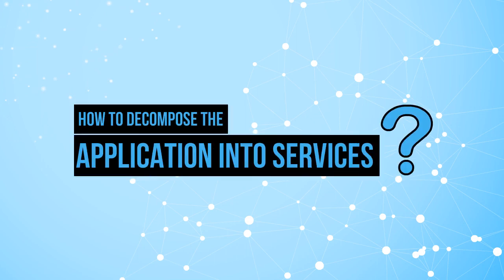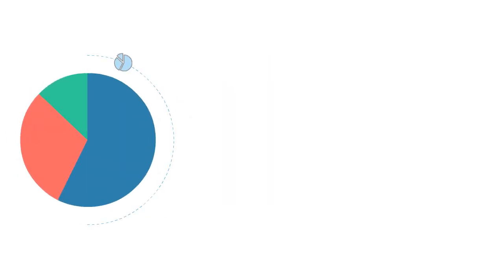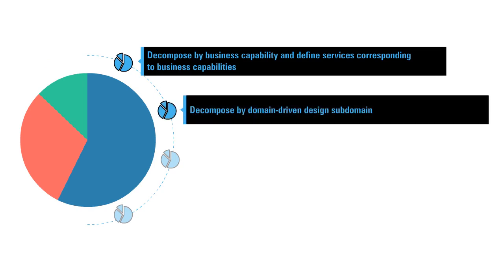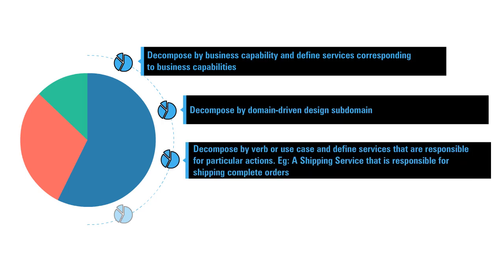How to decompose the application into services. Another challenge is deciding how to partition the system into microservices. This is very much an art, but there are a number of strategies that can help. Decompose by business capability and define services corresponding to business capabilities. Decompose by domain-driven design subdomain. Decompose by verb or use case and define services that are responsible for particular actions.